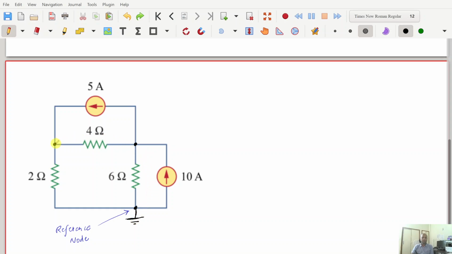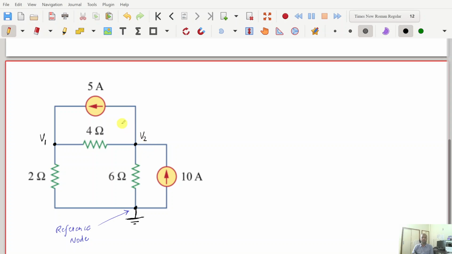Now the next step is to write the value of voltage of each of the non-reference nodes. So let's say, for example, we call the voltage at the first node V1 and the second node V2. So we have marked the voltage of each non-reference node. Now the next step is to arbitrarily mark the direction of current in the branches.